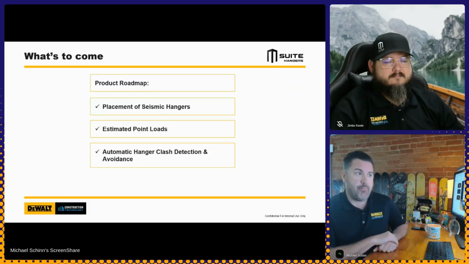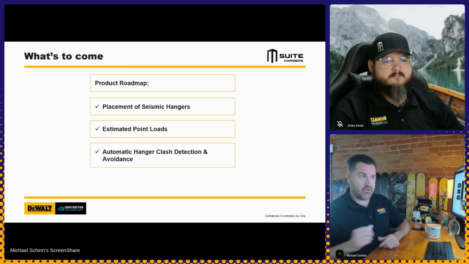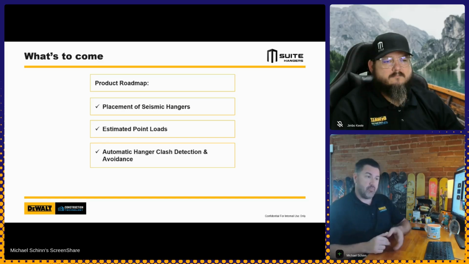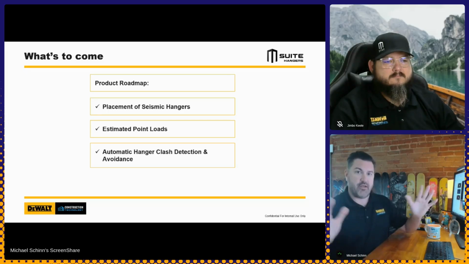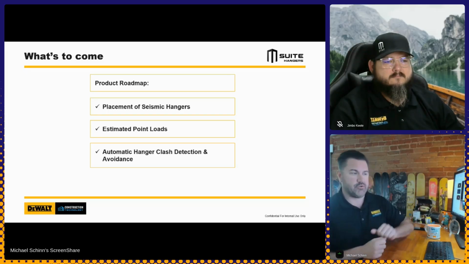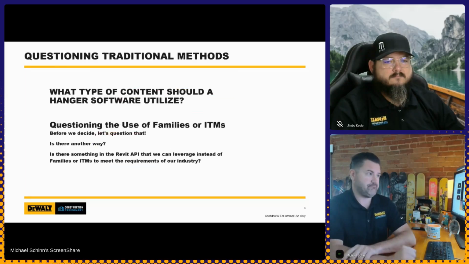We're also looking at our roadmap for this year. We need to do seismic placing. We want to have point loads. We're going to be doing point loads at some time, but when we start diving into this demo today, you'll see how we architected this product to be able, in the future, to do accurate point loads. And then we also want automatic hanger clash detection and avoidance. I'll show you how, yes, you can manually move stuff around and manually adjust your hangers, but I want to get it to where we can actually help guide you and help automate the hanger avoidance.